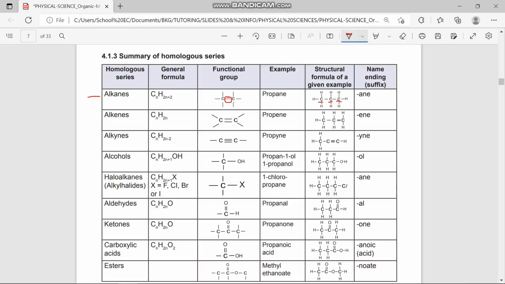So Cn, you know, prop. This is propane, for example. Prop means 3. We have 3, substitute there. Cn, so we're going to have C3. H, so substitute there. H2, let's multiply there by 3.